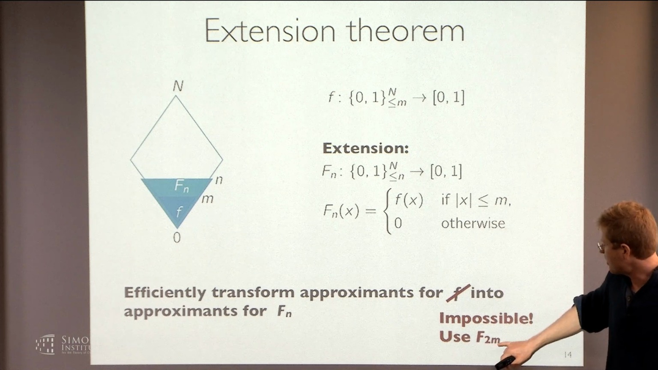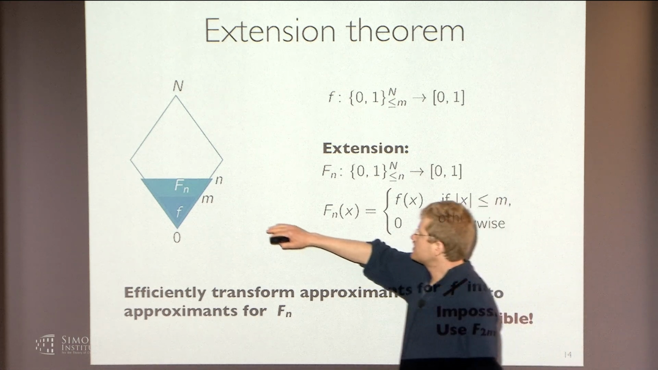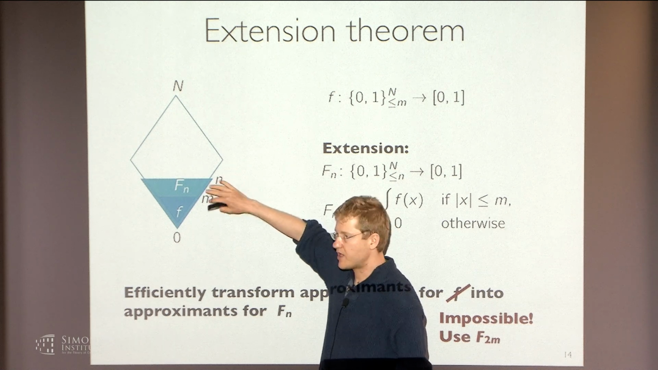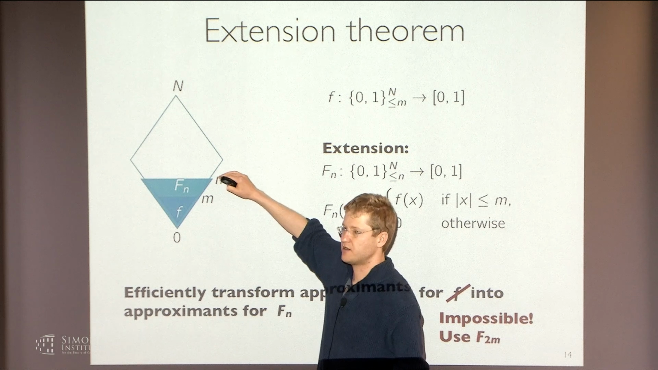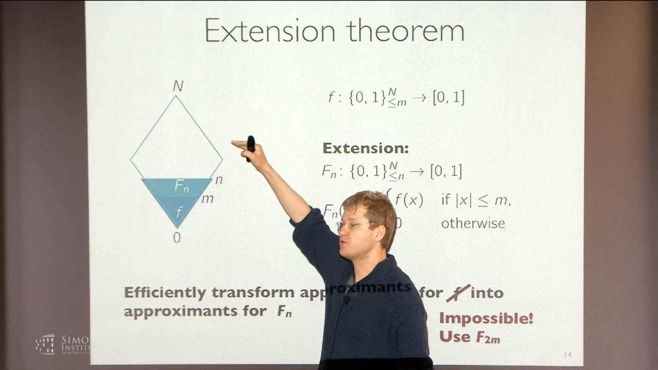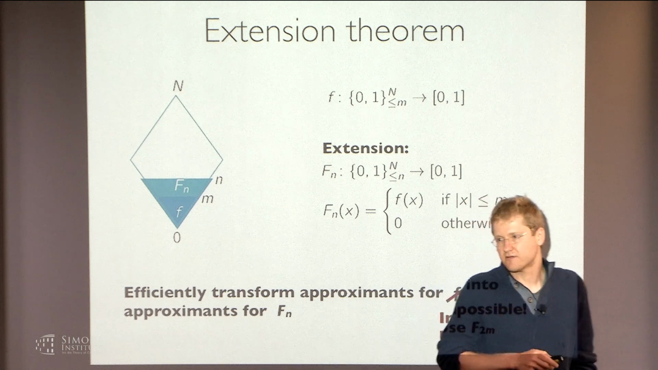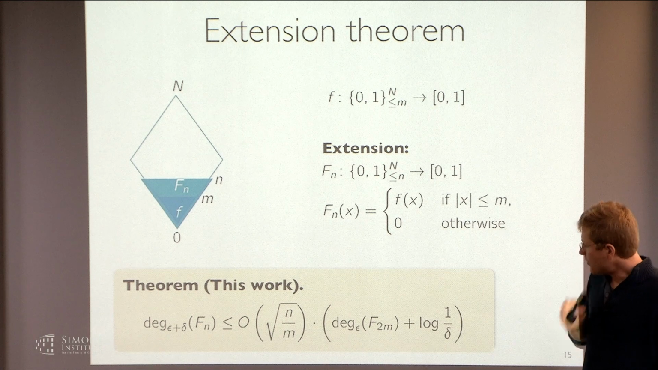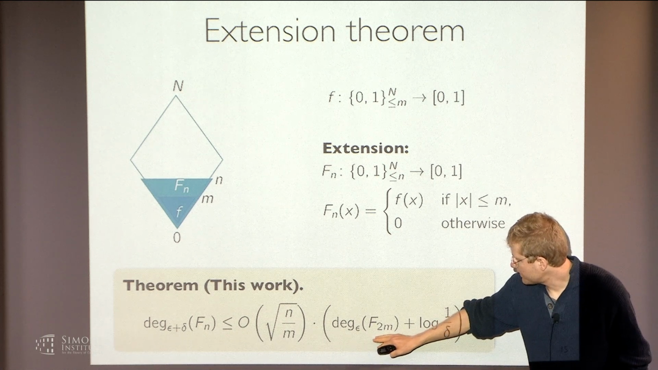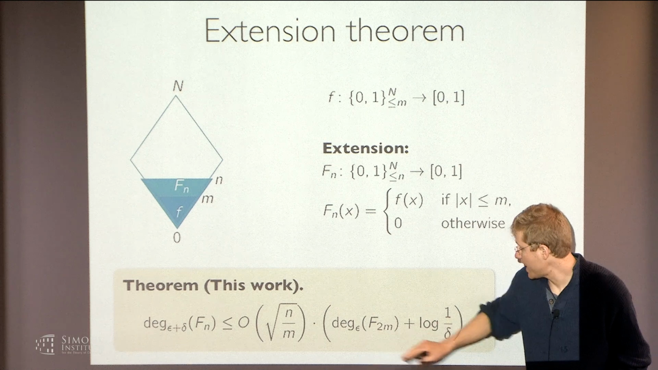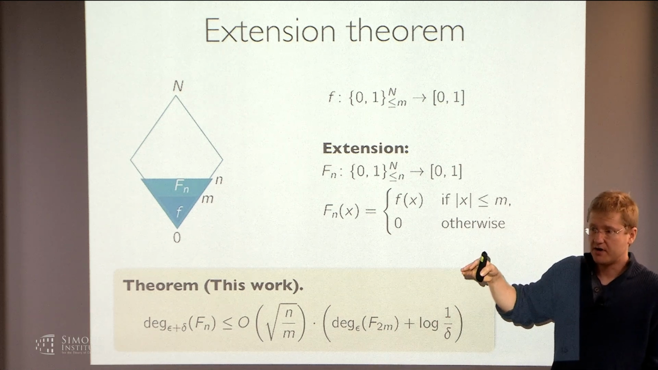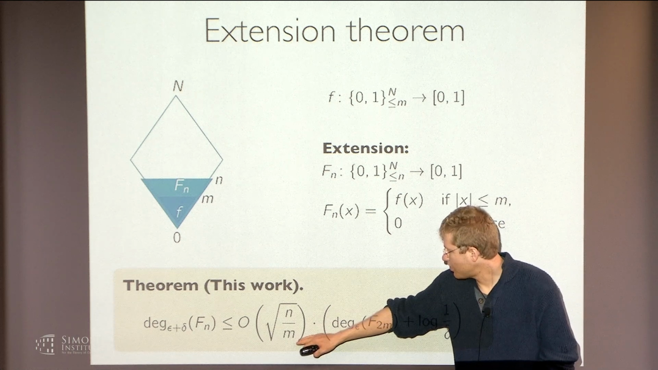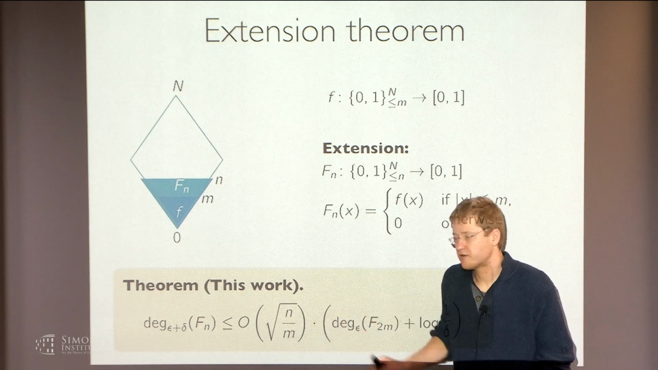start with an approximant for the extension of f to inputs of length 2m. And from then on, once you have the approximant for that initial extension, extending it further beyond 2m is very inexpensive. So this is the theorem that we prove. Once you have an approximant for the extension of f to inputs of Hamming weight 2m, extending it any further is extremely efficient. So you're paying a multiplicative cost of the square root of n over m.